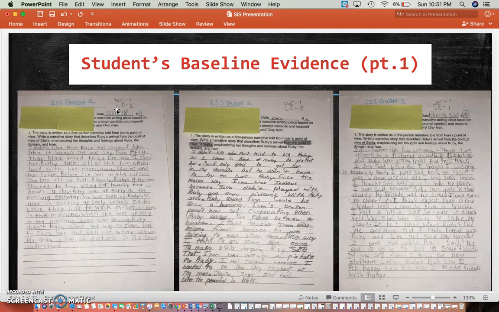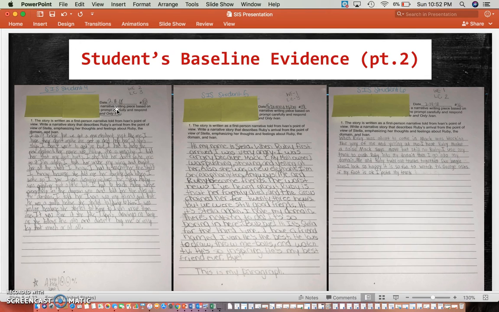The narrative story was supposed to describe Ruby's arrival from the point of view of Stella, emphasizing her thoughts and feelings about Ruby, the domain, and Ivan. I discussed with the students what the word emphasizing meant, and we pulled it out through the prompt so that they understood what specifically they were doing for our narrative task. So this was SIS students 1, 2, and 3.